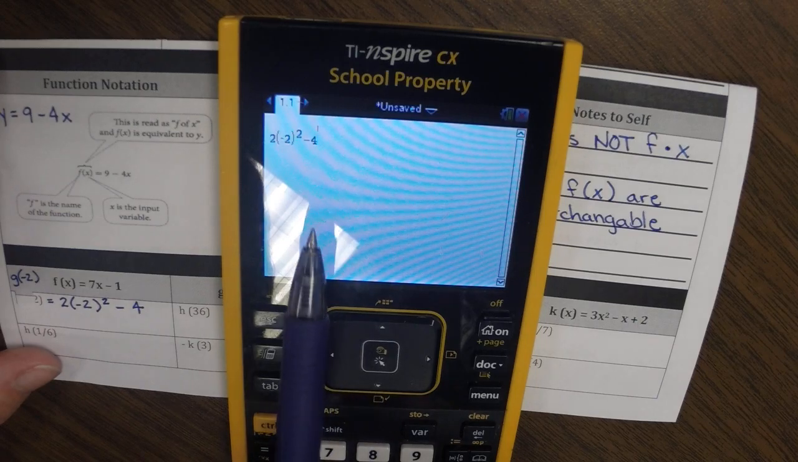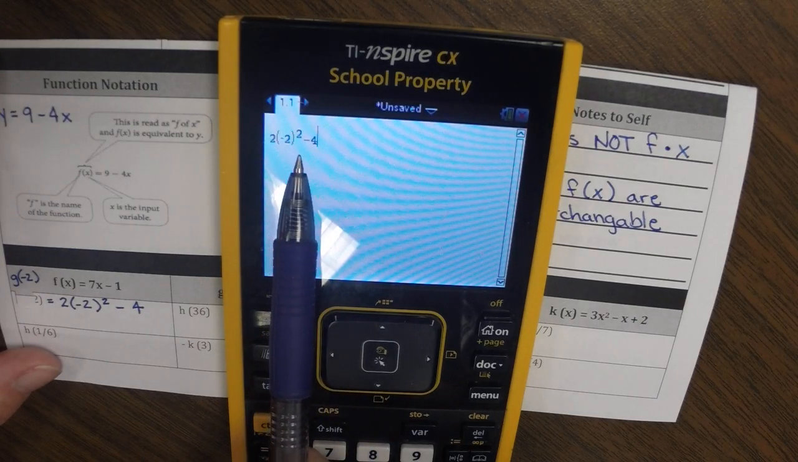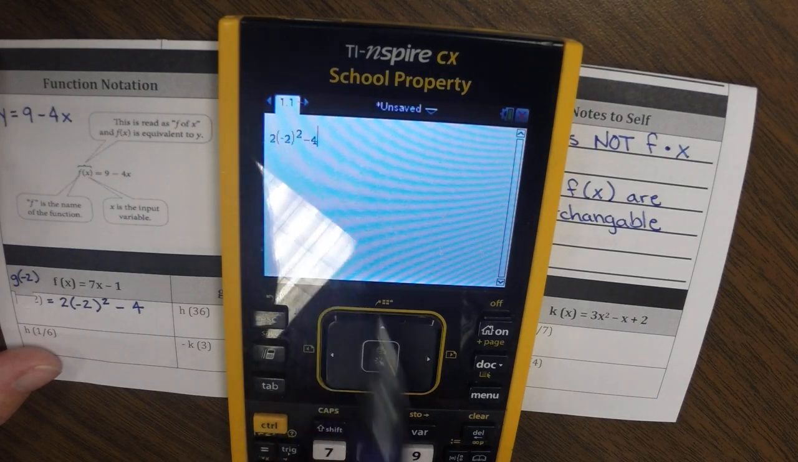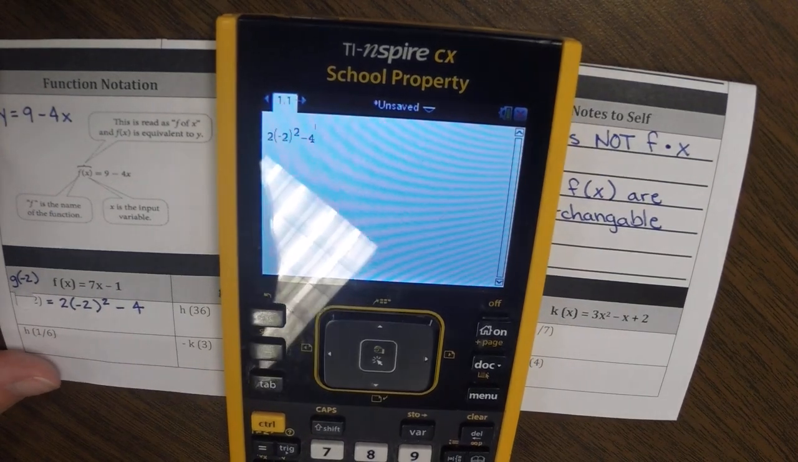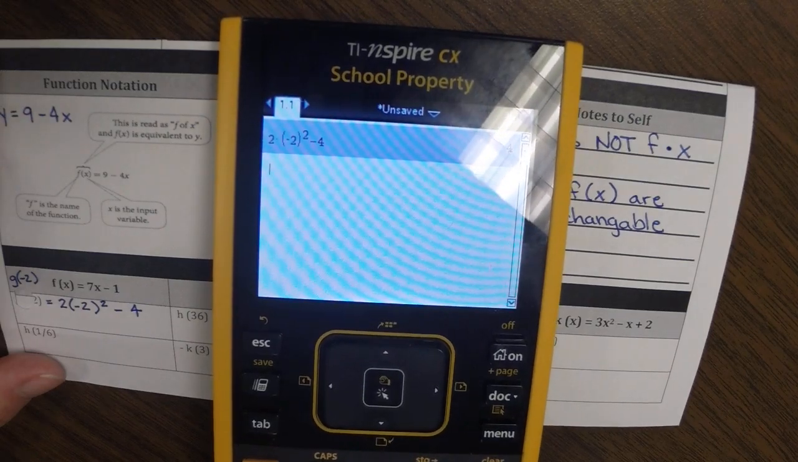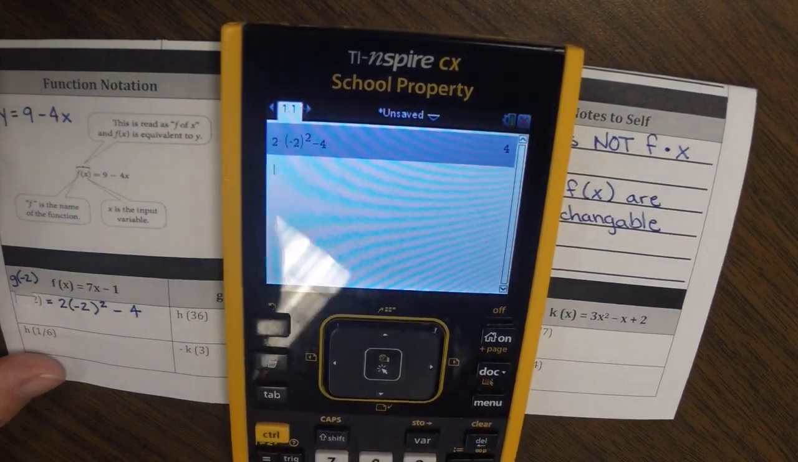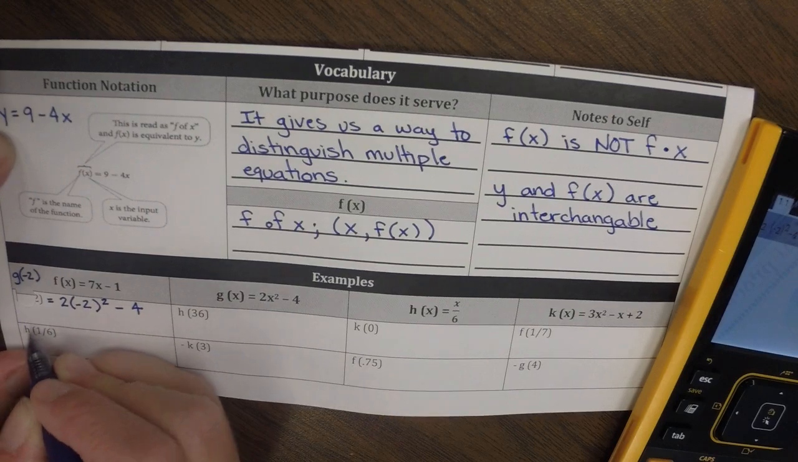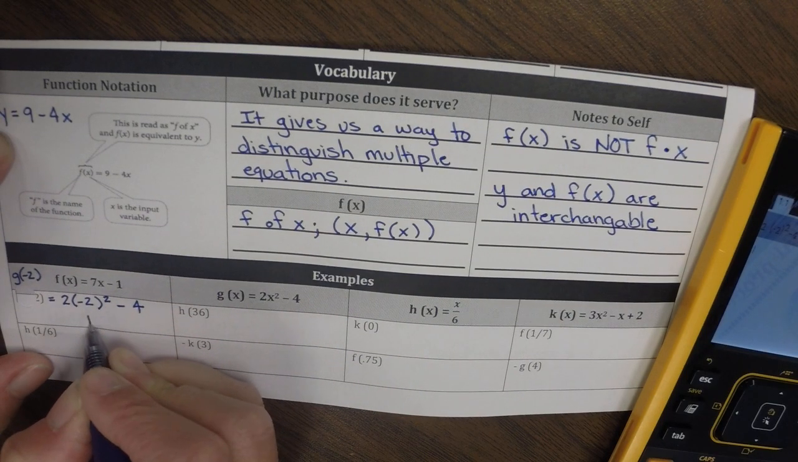Again, when you're using the calculator, make sure that this squared, that you come down. You don't want this 4 up as an exponent. Okay? And then press enter, and it gives me an answer of 4. So g at -2 would be 4.